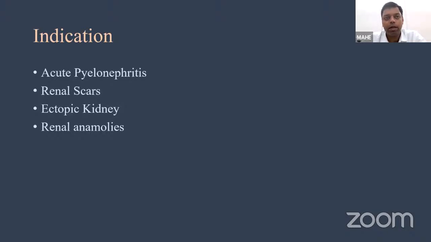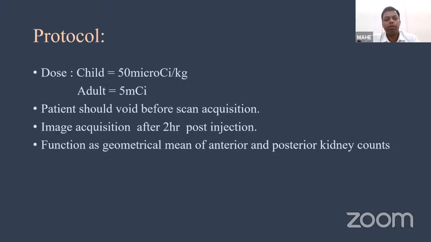So if your ectopic kidney is seen already on ultrasound, then it depends on the clinical scenario. Like if it's an obstructed kidney, ectopic kidney already seen in ultrasound, hydronephrosis is seen, etc., then you choose diuretic renogram. Whereas if the kidney is not visualized on ultrasound, then you choose DMSA, renal anomalies also. So we'll go one by one.